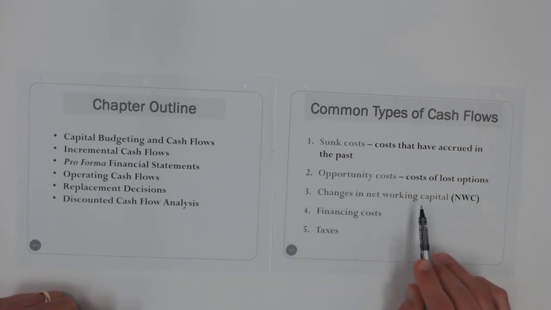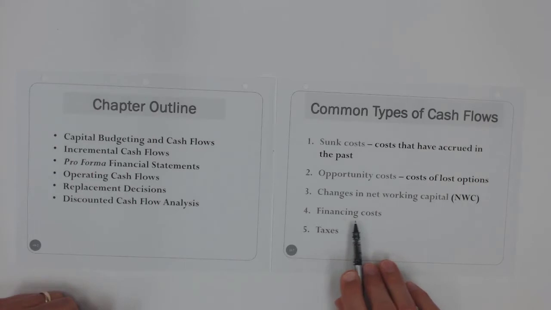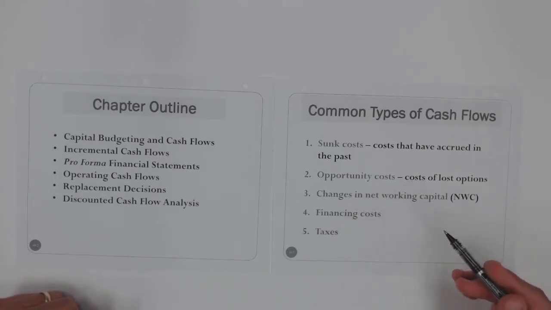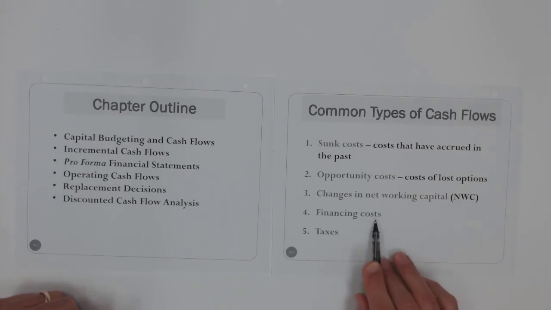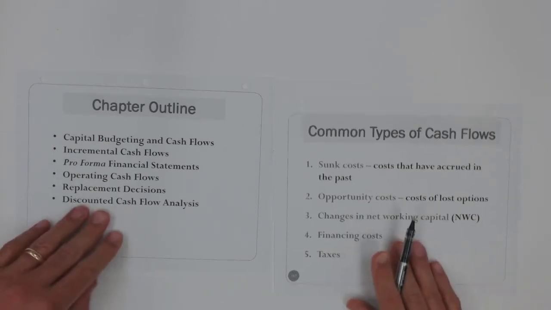Change in net working capital would be an example of inventory. If we install this asset, would we have to increase our inventory? If so, we would have to spend money on those assets called inventory. Financing cost, how much does the money that we are going to use to buy the asset cost us? That would be your cost of capital. And we also must always take into consideration taxes. So let's do a quick example.